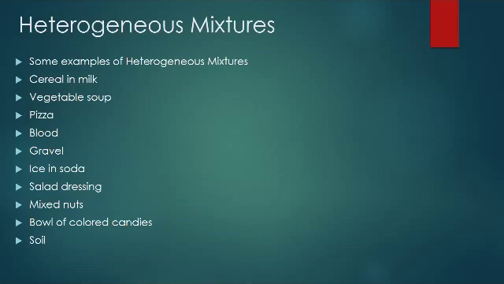Vegetable soup. Yes, you can see vegetables in the soup. When the soup is boiling, you can see the vegetables going up and down. Pizza. Pizza is also another example of a heterogeneous mixture. It is not uniformly done. You can see the pieces of meat or whatever is used to make it on it. You can also pick some of the vegetables from it. So pizza is a heterogeneous mixture. Blood. Why is blood a heterogeneous mixture?